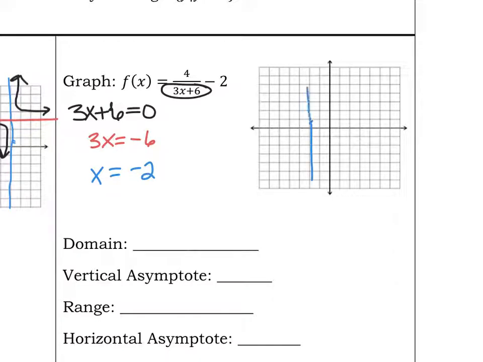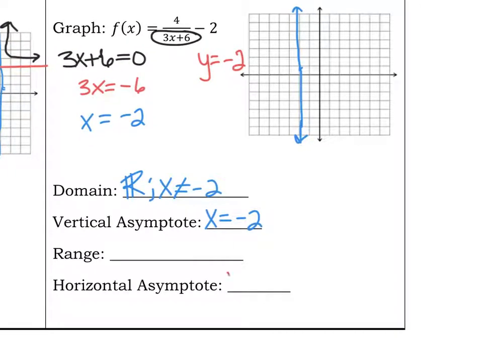Now, when you graph x equals negative 2, that can help you remember, is this vertical or horizontal? This is your vertical asymptote. So your domain is all real numbers, except x cannot equal negative 2. My range is going to be that number right here on the outside, and range is always a y. So my range is y, so my asymptote is y equals negative 2. So my range is all real numbers, except y cannot equal negative 2.